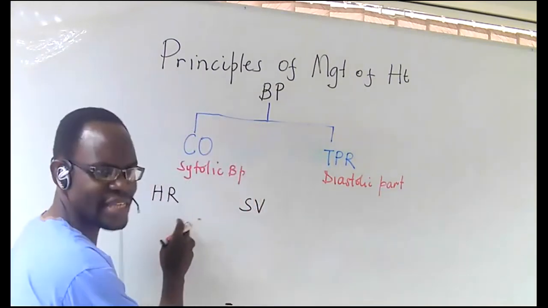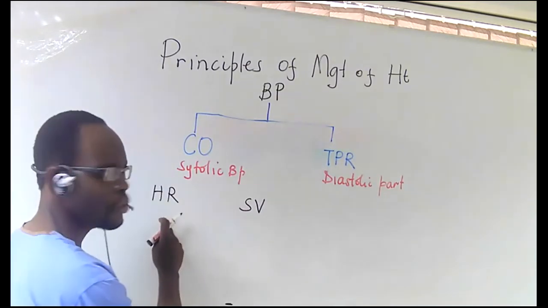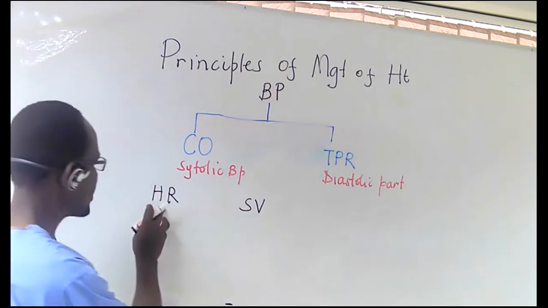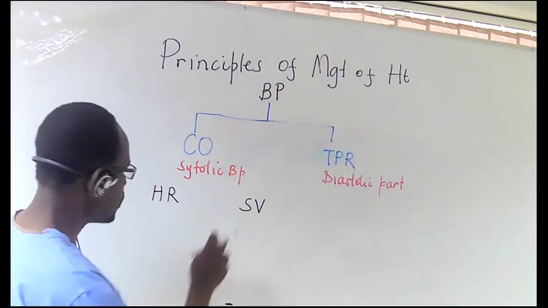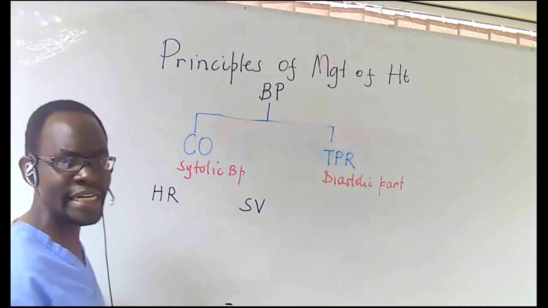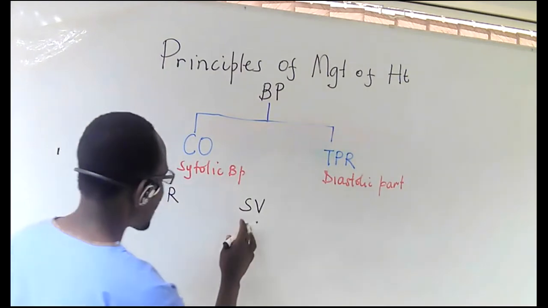So in other words, cardiac output is basically determined by stroke volume and heart rate. And then stroke volume is also determined by three things.